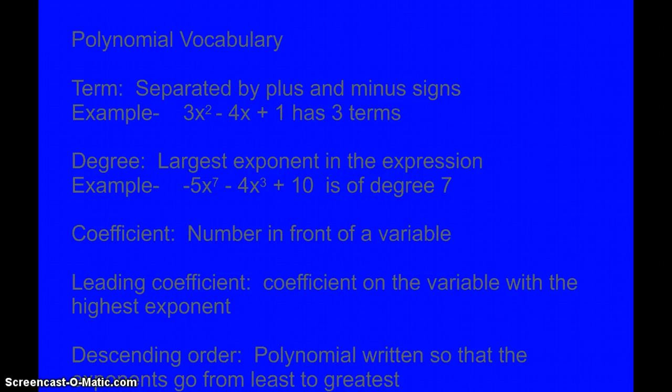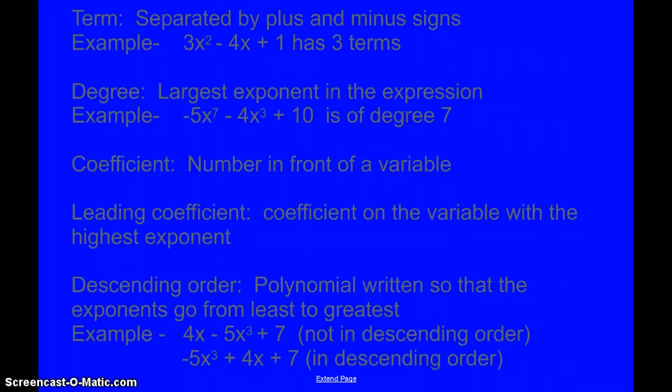Our next word is the word coefficient. We've talked about coefficients when we solved linear systems in three variables using matrices. We made a coefficient matrix, and all we were referring to is the numbers in front of the variables in a polynomial. So you look at the previous example here, our coefficients would be negative 5, negative 4, and 10. They're the numbers in front of the variables.